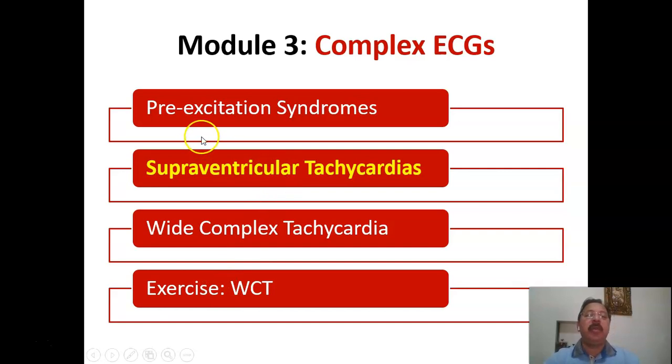Now, after learning the different pre-excitation mechanisms, this is the time to review the supraventricular tachycardias. A few of the mechanisms we have already learned in step 2 of module 2 in the arrhythmia section, and here we'll further enhance our knowledge about the tachyarrhythmias.